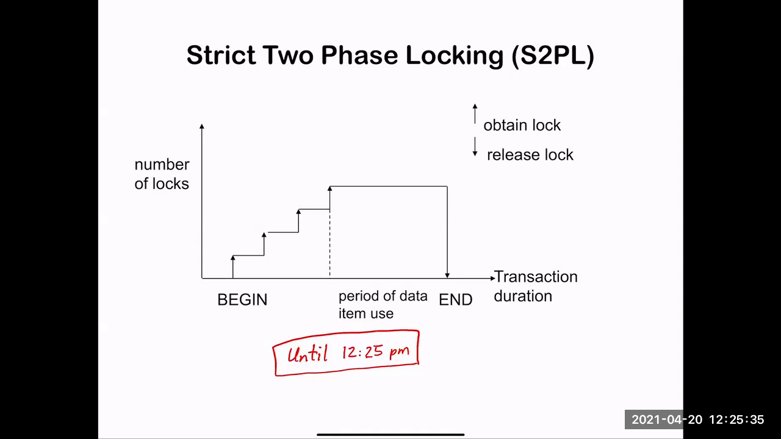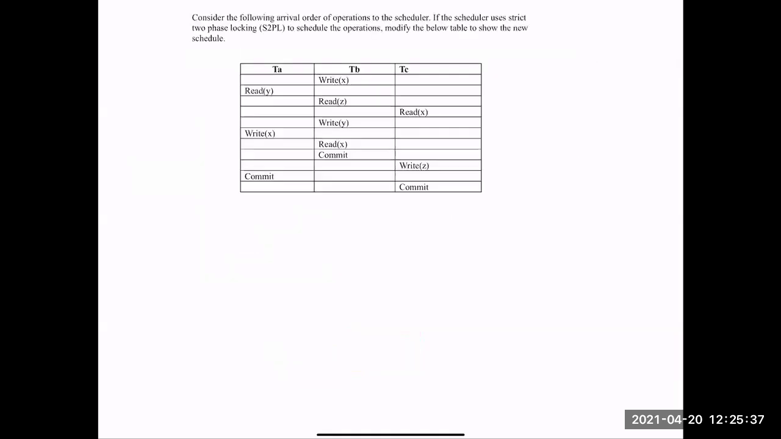All right, so let's get started. In this first question, we're given 3 transactions, and we would like to use strict two-phase locking to schedule the operations. So we want to insert the appropriate lock statements. Let me write this down here.